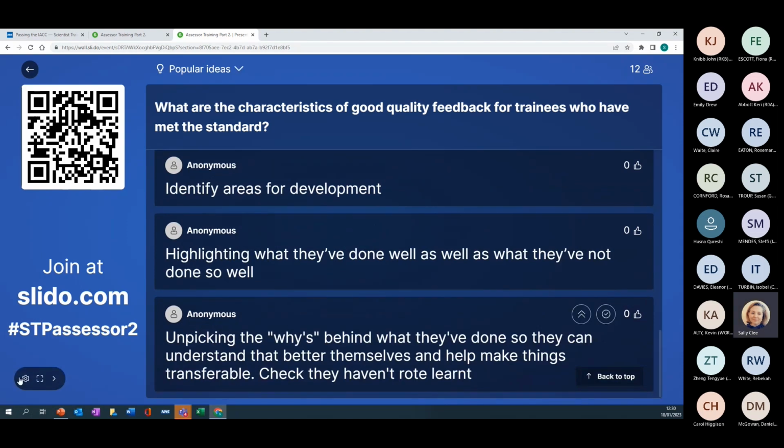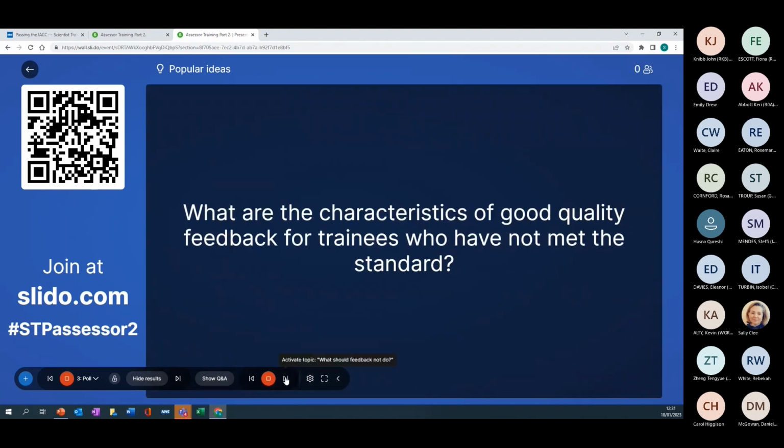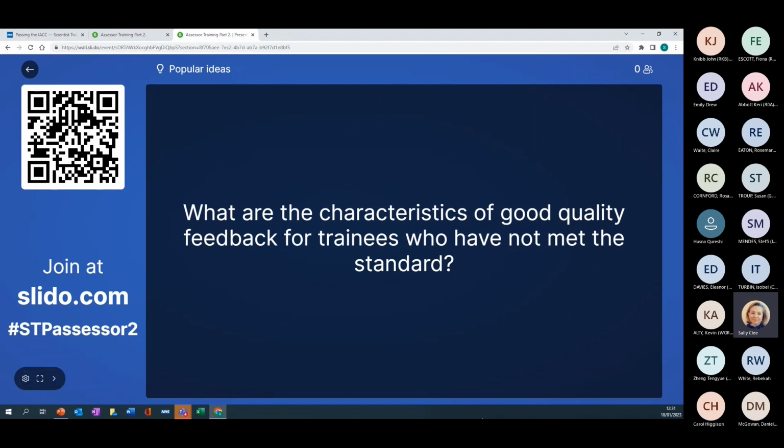Okay. So in terms of if they haven't met the standard, if they haven't passed, it might not be all of it, it might be just some aspects of it, what would be good quality feedback? And it might be that you pick up on similar things.